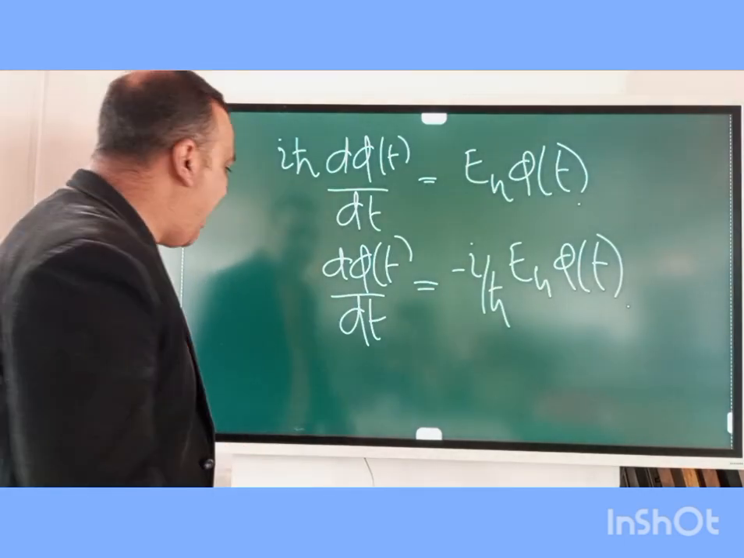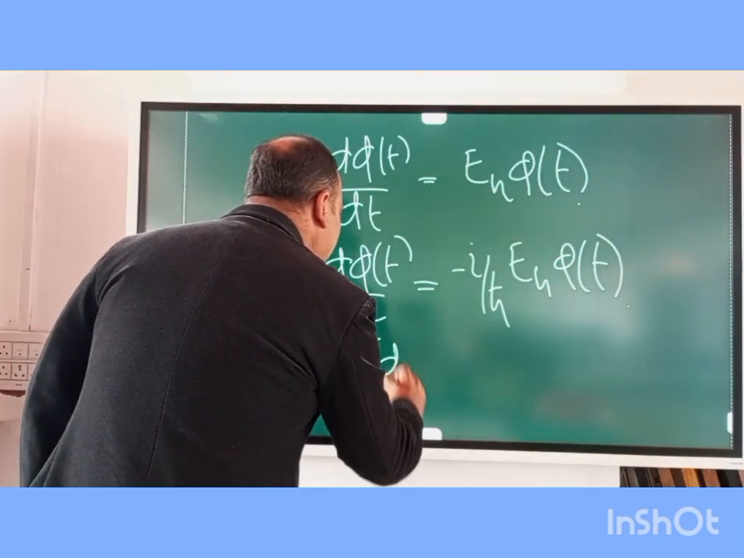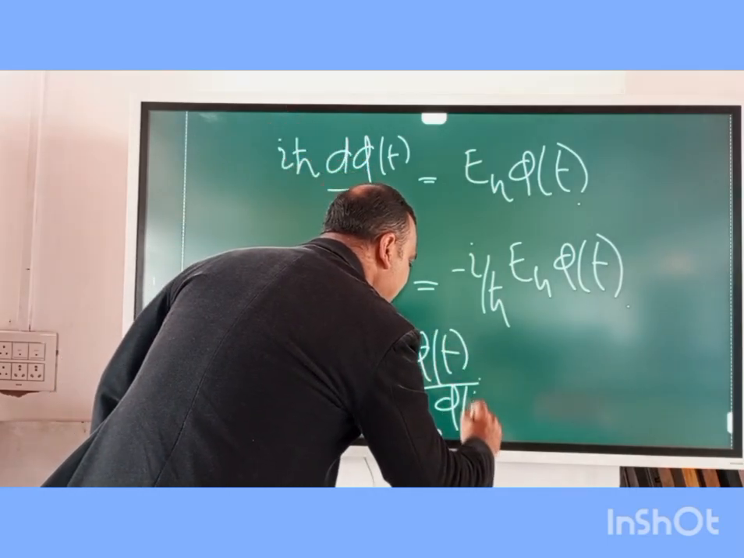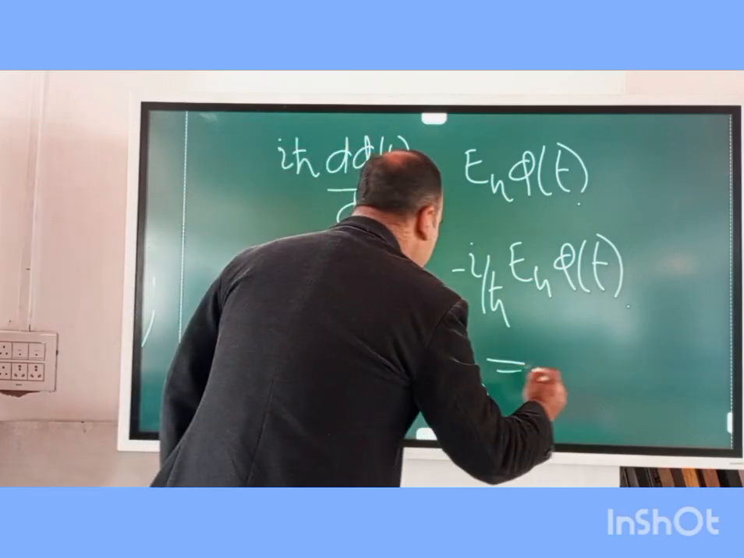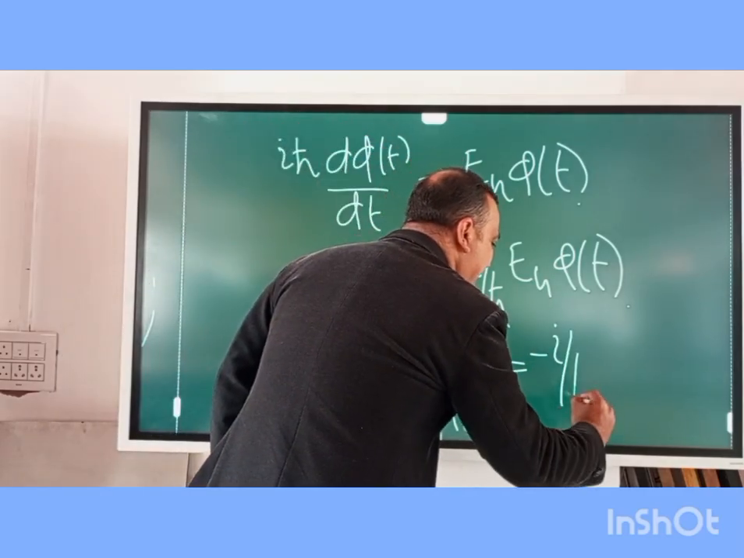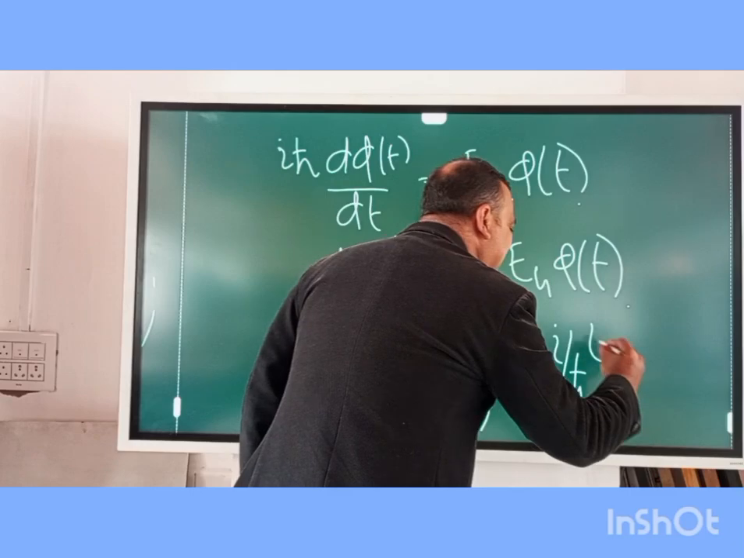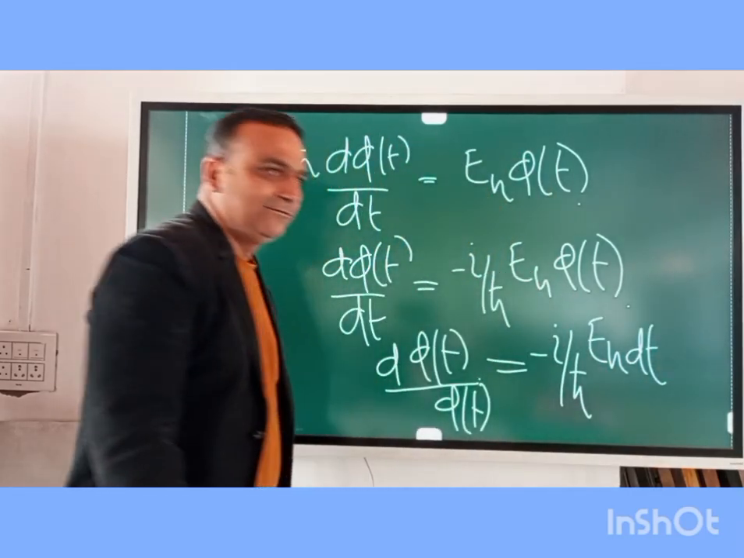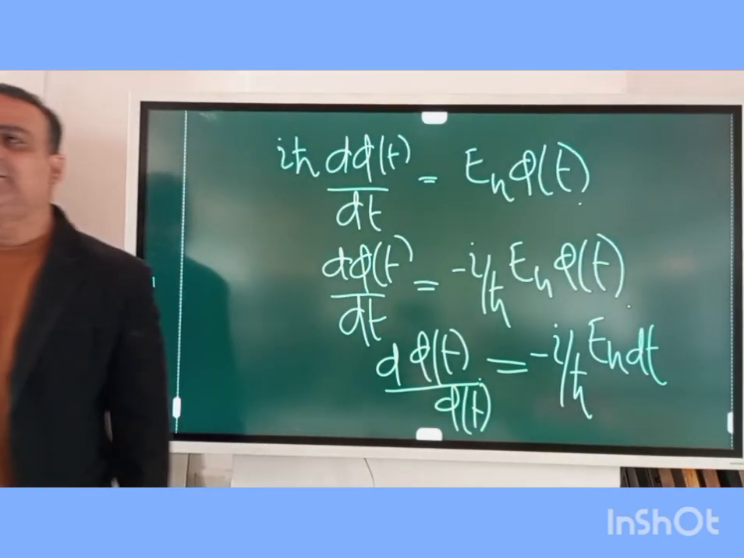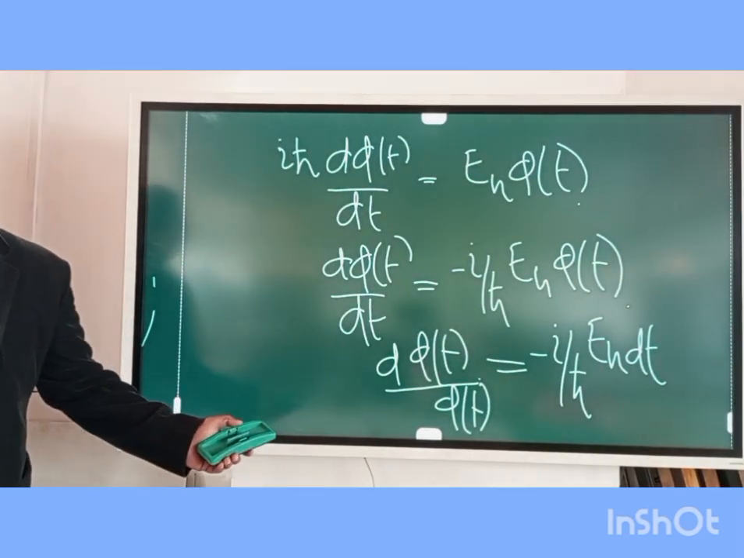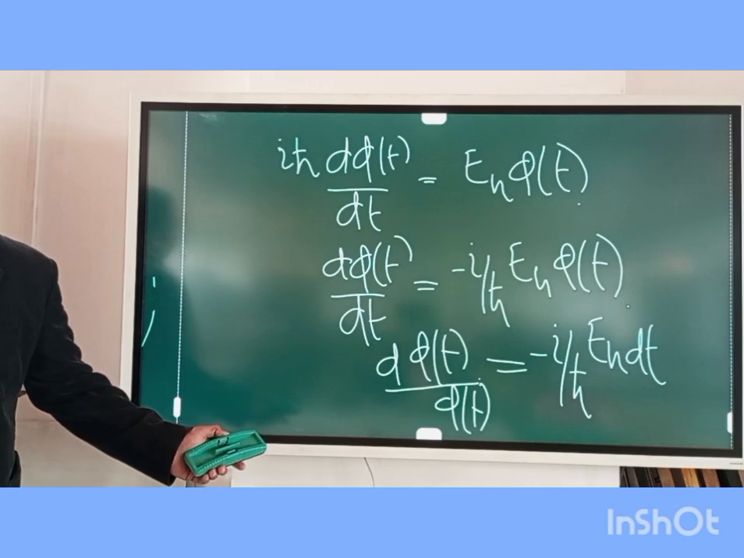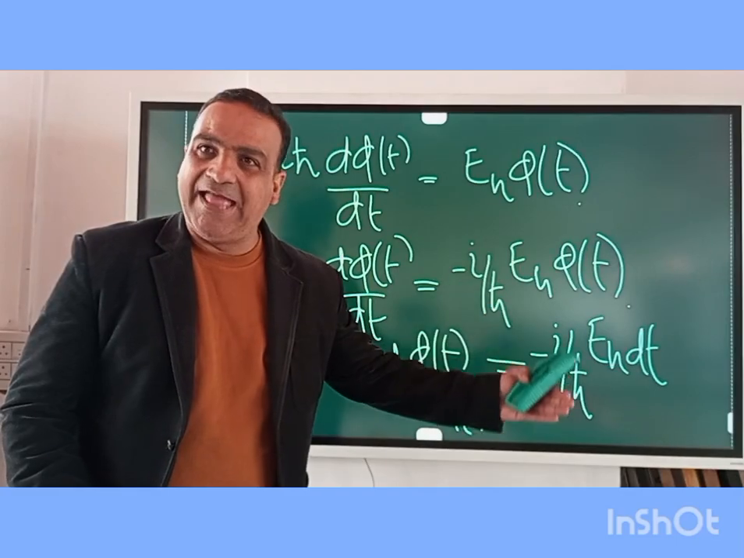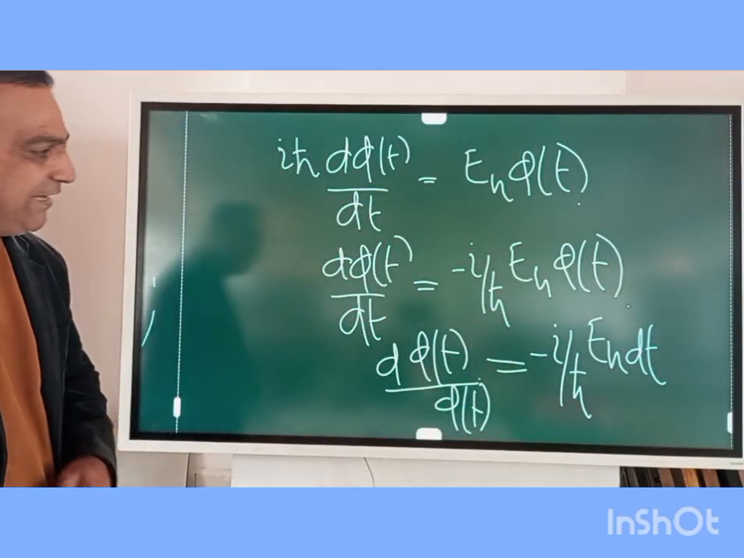Okay, now I can write down dφ(t) divided by φ(t). I will bring that down. So this is equal to minus i/ħ, then you will have Eₙ and then you will have dt. This equation is itself demanding that it wants to be integrated, right? So you have some starting time and you have the end of that time. So I would like to integrate this equation.